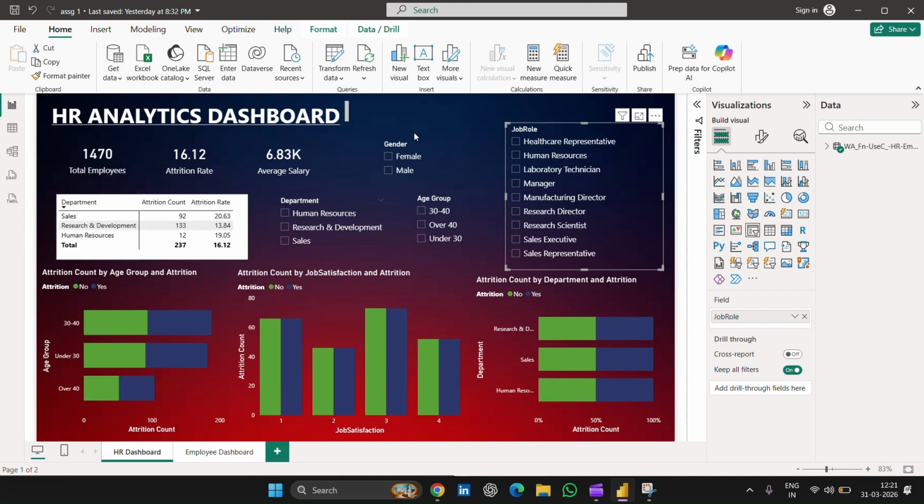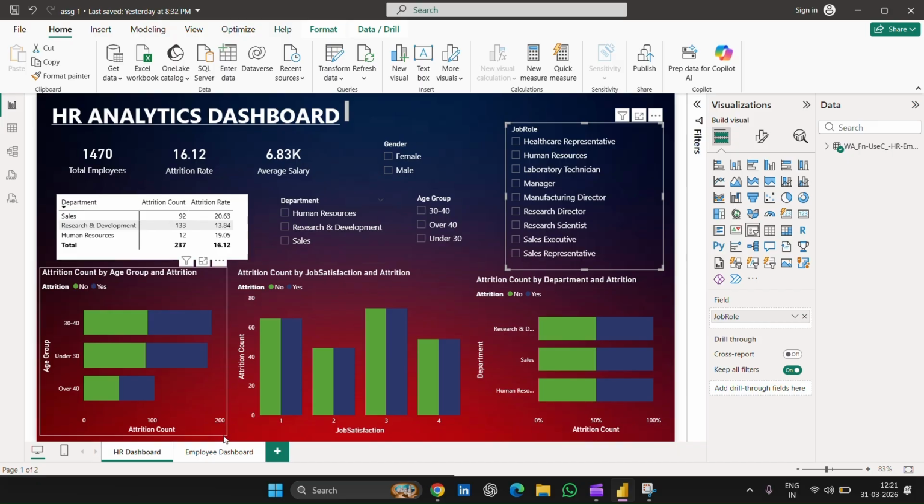From this HR analytics dashboard, we can derive the following insights: the attrition rate is 16.12%, which is significant. Younger employees are likely to leave. Low job satisfaction strongly increases attrition. Departments like R&D and sales require immediate attention. So overall, these insights help HR teams take actions like improving the work environment, enhancing employee engagement, and reviewing the compensation and growth opportunities.